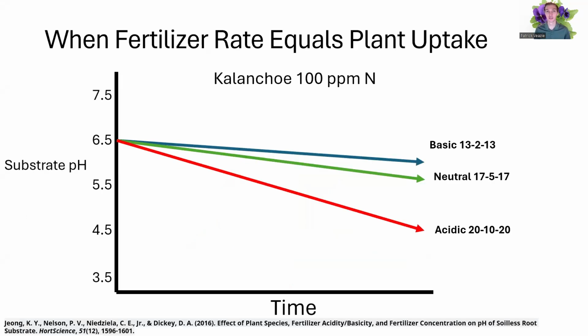Now, matching your fertilizer rate to equal the plant's uptake. This is from Dr. Kyoung Jung's PhD work with Paul Nelson. Looking at Kalanchoe at 100 parts per million, this is what we would expect to see of acidic fertilizer dropping that pH much more considerably than a basic or neutral fertilizer shown here. Now, we see the basic drops just slightly over time, about 0.1 pH units, which is very minor, and the acidic dropping roughly 2 entire units.